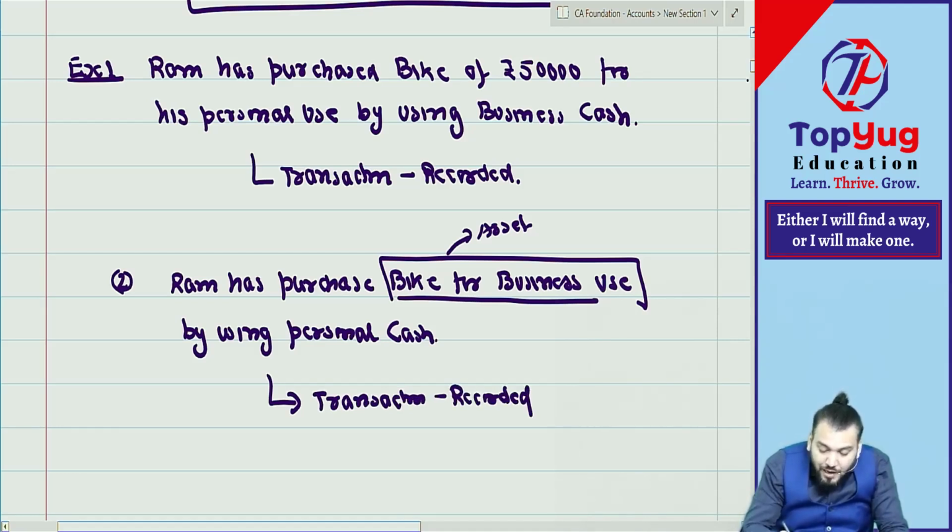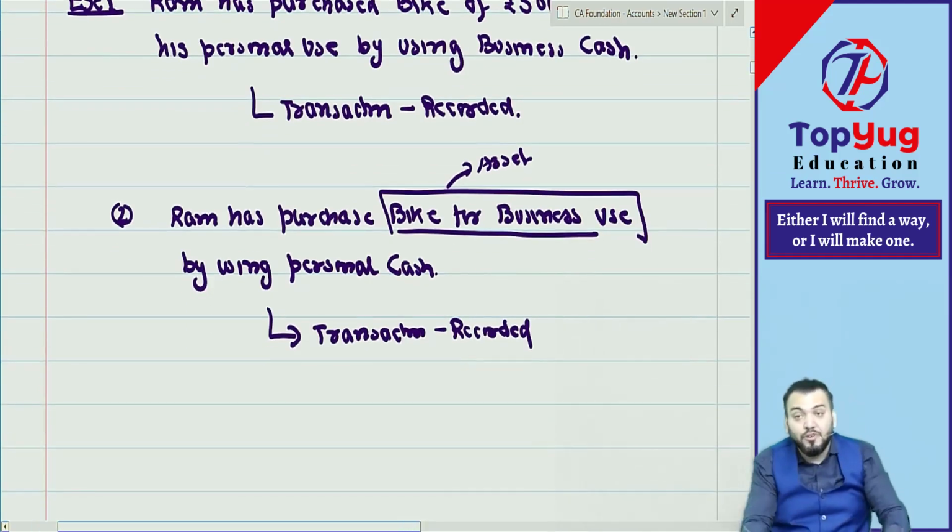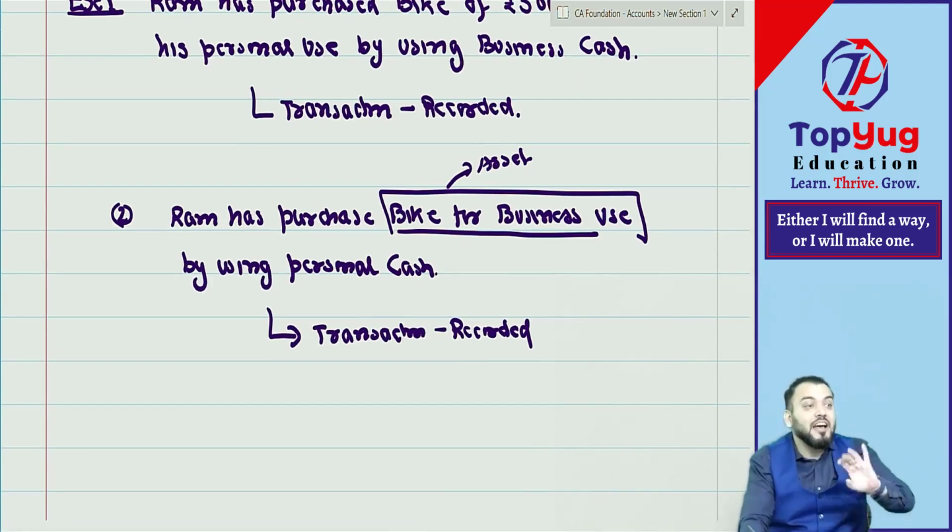Correct. Are you able to understand? So both were what? Transactions to be recorded. It was a deception: the personal cash. This I have just given to confuse you. Are you able to understand? Now, little by little, you are understanding?